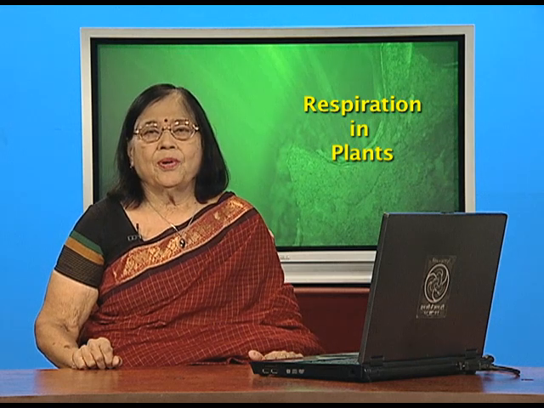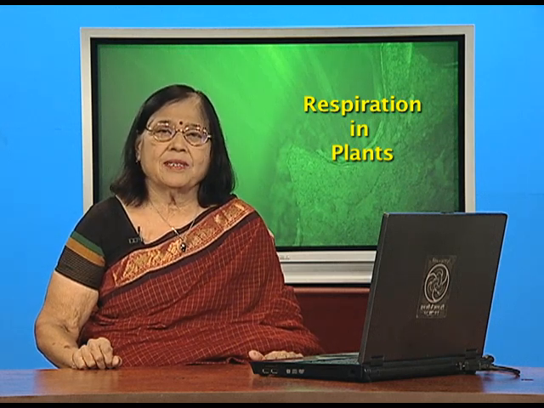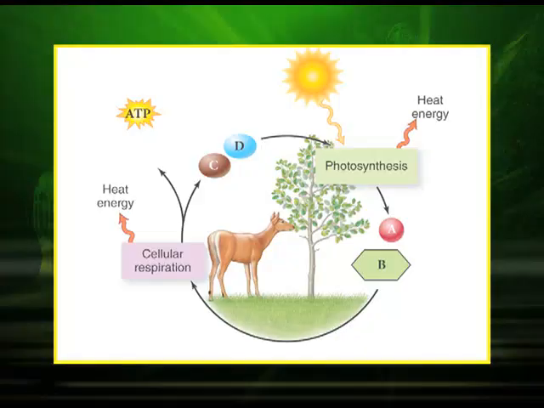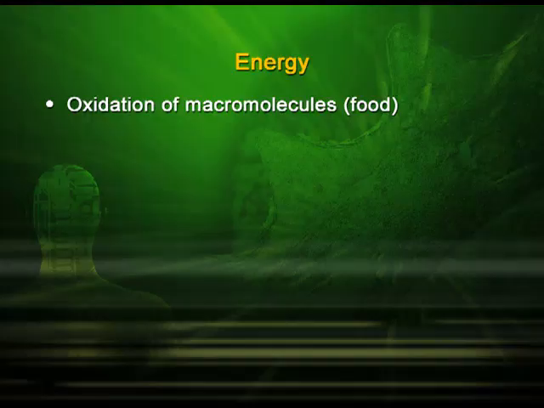Students, you know, photosynthesis takes place in leaves because leaves have the machinery for photosynthesis. Respiration takes place in almost all the cells which are in connection with the environment. We now discuss energy. Energy is important for plants, and oxidation of macromolecules is taking place. That means breaking down of C-C bonds for the production of energy in the form of ATP is the respiration.